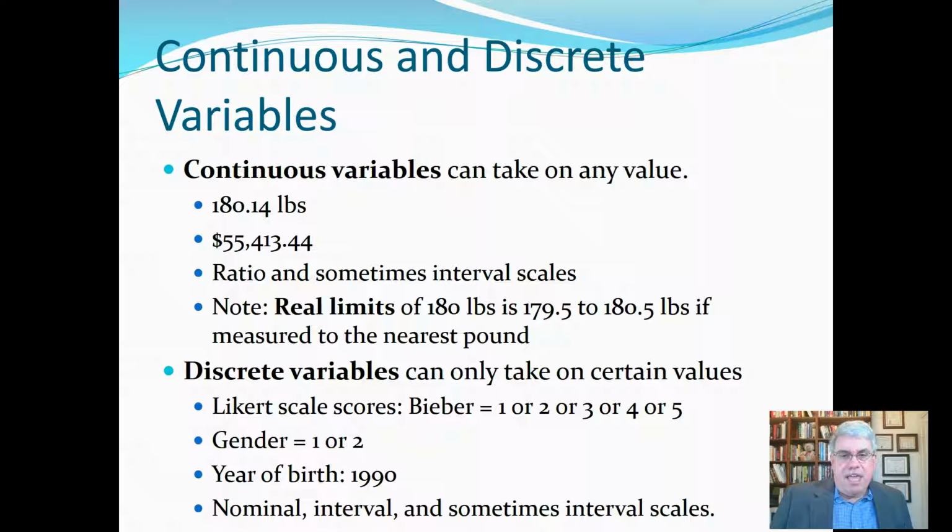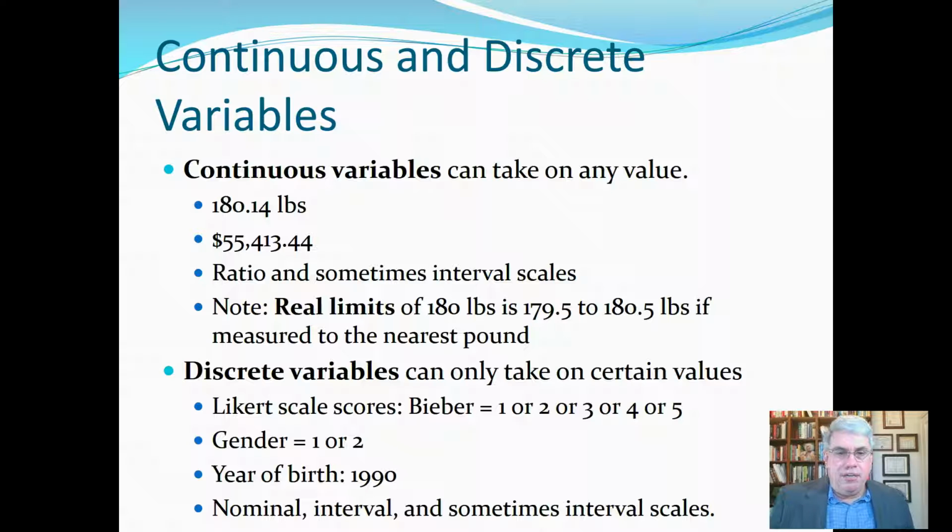Now note that if we say something weighs 180 pounds, we can talk about the real limits. What does it mean of 180 pounds if we're measuring to the nearest pound? It means that it can vary from 179.5 pounds to 180.4999999 pounds. Any number there would be rounded to 180 pounds if we measured to the nearest pound. If it measured to exactly 180.5, then we would round it up to 181.